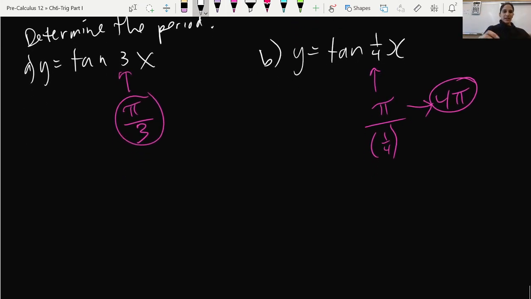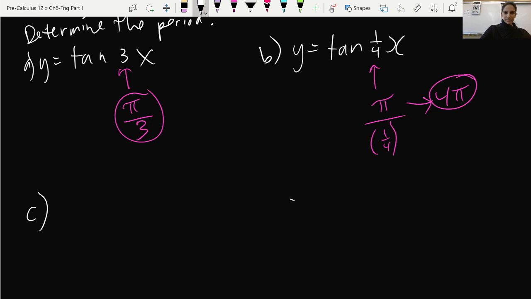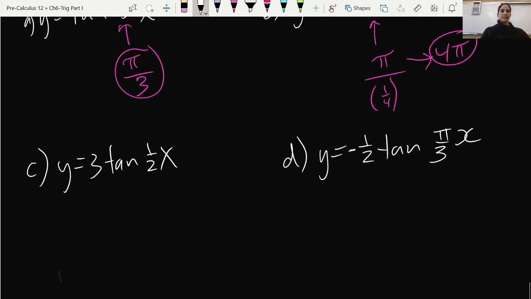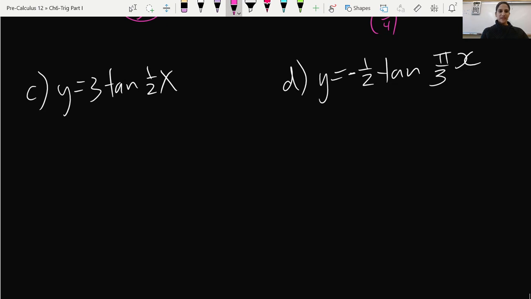Okay, let's take a look at another one. C and D. So if we have y equals 3 tan of 1/2 x, and here we have y equals negative 1/2 tan of pi over 3x. Okay, so don't let that throw you off. This is changing the amplitude, but remember, tan doesn't really even have an amplitude because it's that asymptote one that keeps going up and down. So forget about that. We're interested in the period right now.